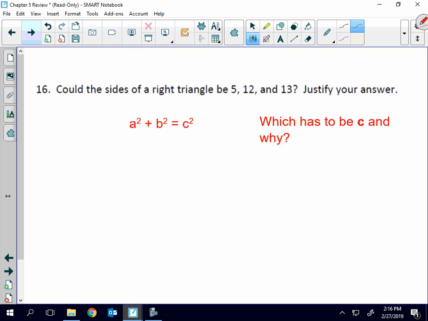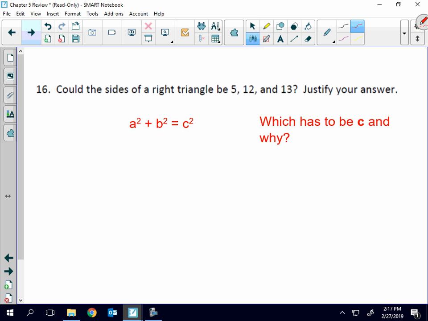All right, could the sides of a right triangle be 5, 12, and 13? Which one has to be C and why? Hopefully you picked this one because it's the biggest number. If they put these out of order, if they told you 12, 5, 13, or whatever, you have to know that this one is always going to be C, the biggest one.